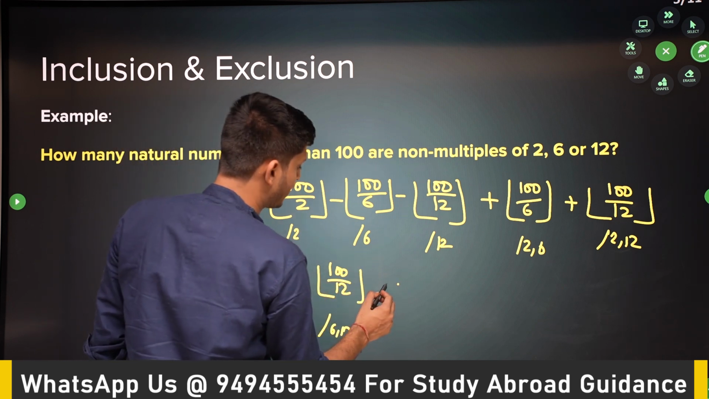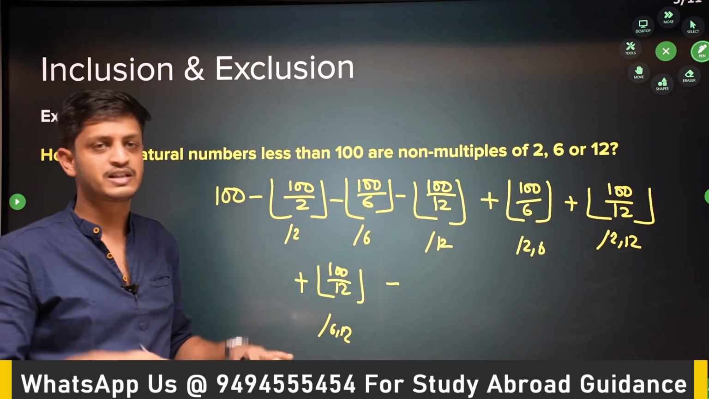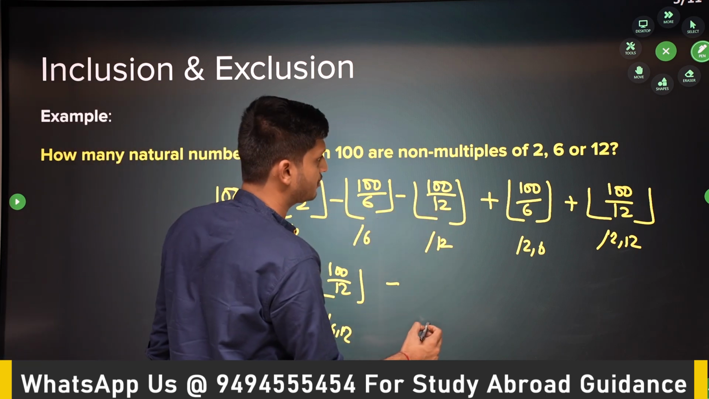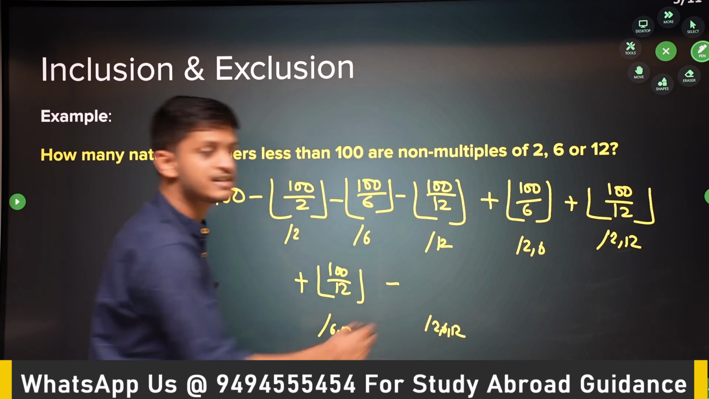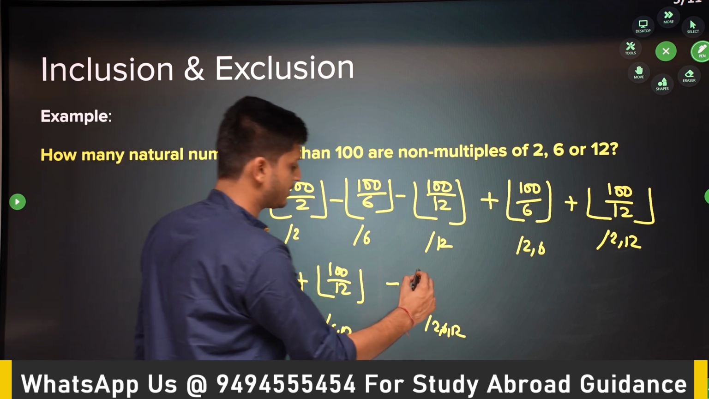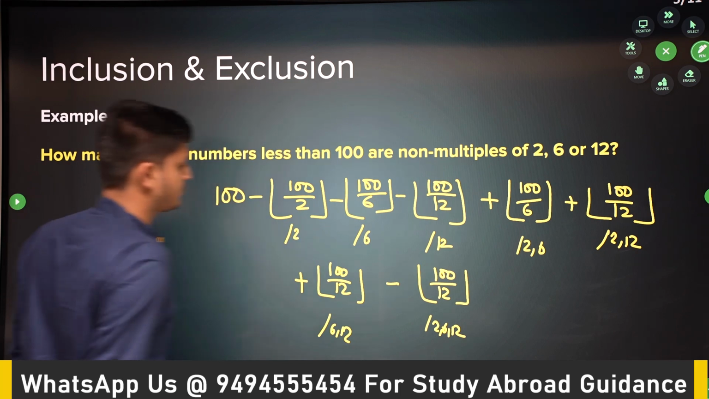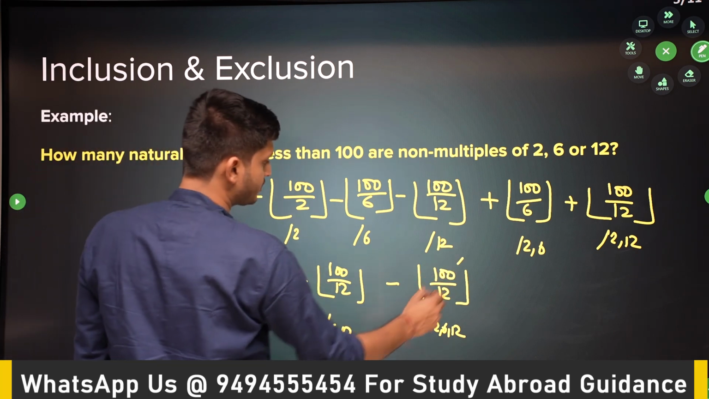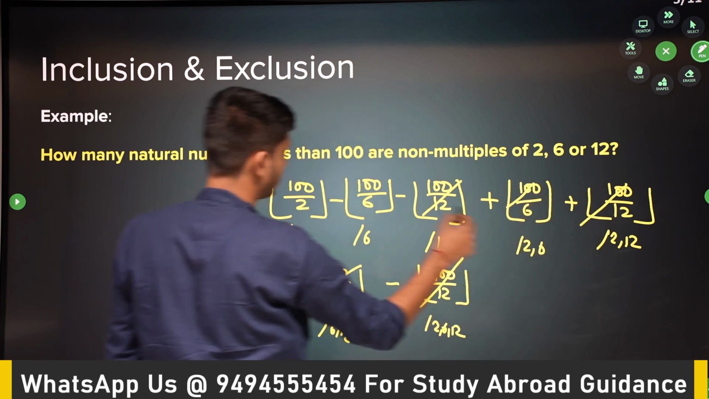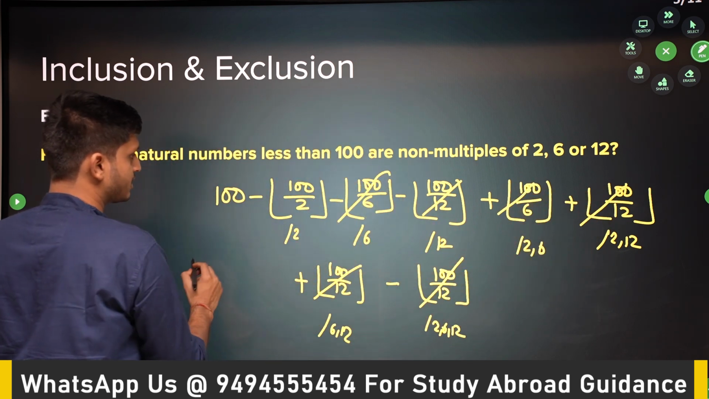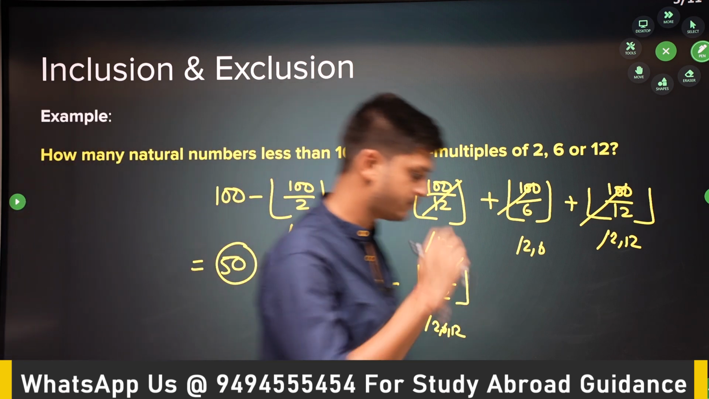And now we will subtract. So minus 1 at a time, plus 2 at a time, minus all 3 at a time. So we will subtract all the numbers which are divisible by all 3 of them, which means 2, 6 and 12. So their LCM is also 12 only, right? So we will subtract 100 by 12. Okay? So if we do this, this will get cancelled, this will get cancelled, this will get cancelled, and we will just get 50. 100 minus 50 is 50.